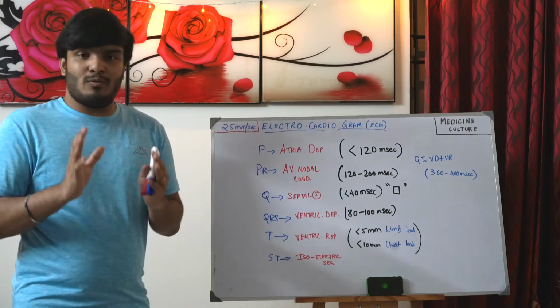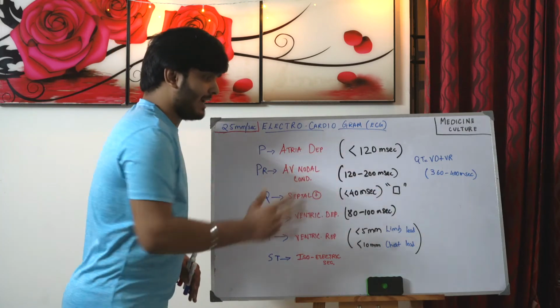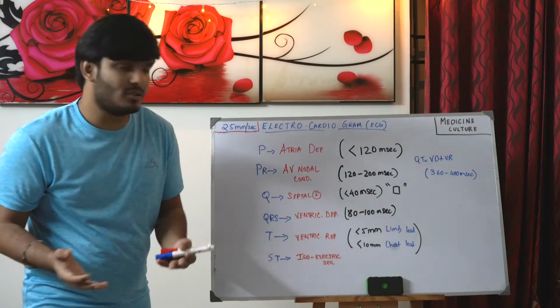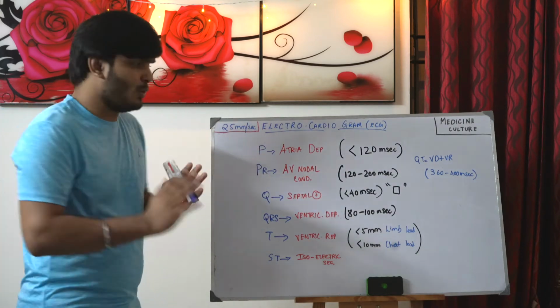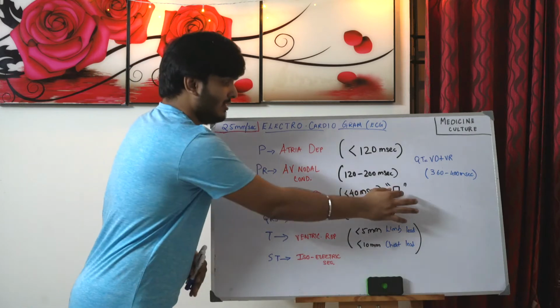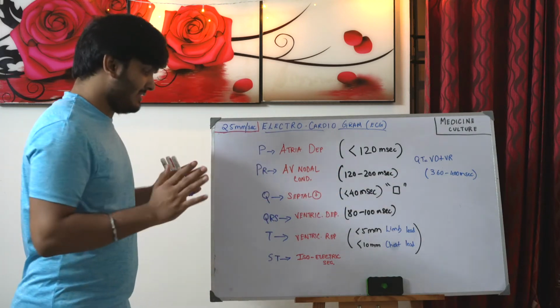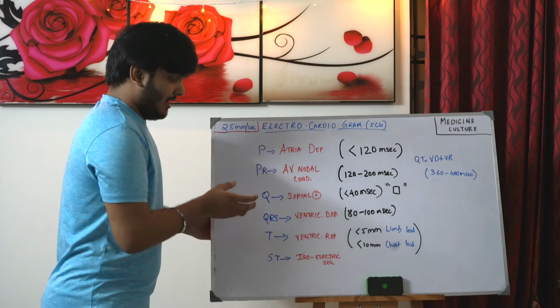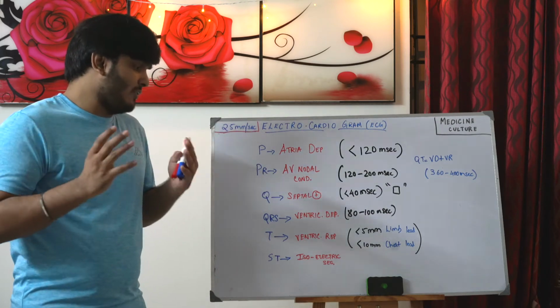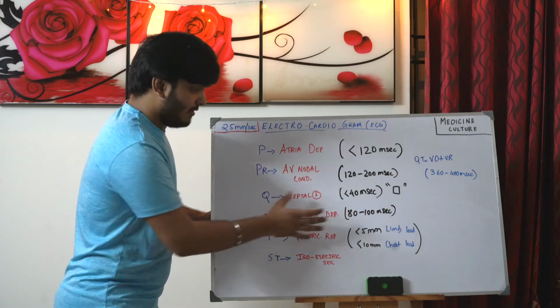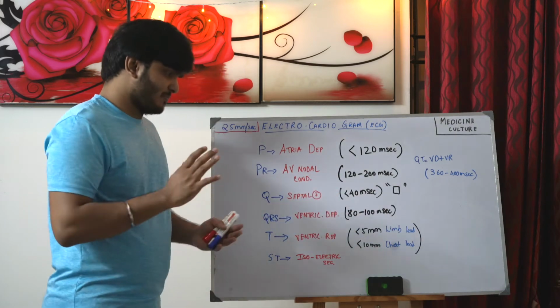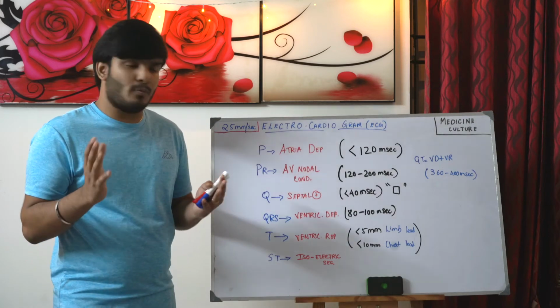Always when you study the Q wave, just remember this diagram. It's only one small box, and one small box denotes 40 milliseconds. It should be less than 40 milliseconds; the Q wave should be contained in this one small box. The QRS wave is ventricular depolarization, and its duration is 80 to 100 milliseconds, so basically between two small boxes.